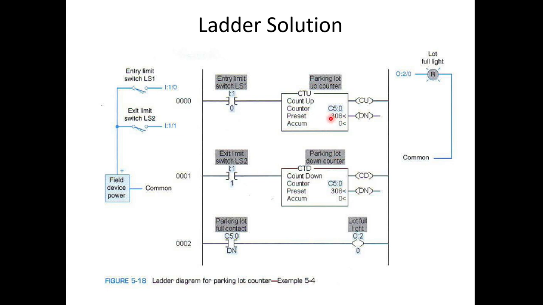So you have a dynamic accumulator value. That means if a car goes in, it will go up. If a car leaves the premises, it will go down. So it will always refer to this preset value. As soon as the accumulator value is equal to the preset value, meaning the 100, the done bit will become true, and hence this light will be turned on, meaning the parking lot is full. So this is a typical example of a counter in PLC.